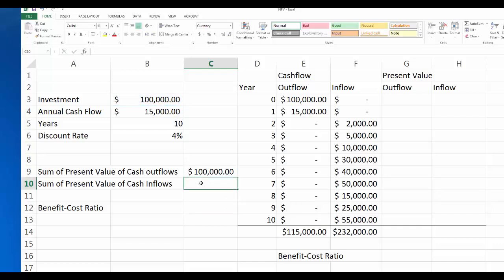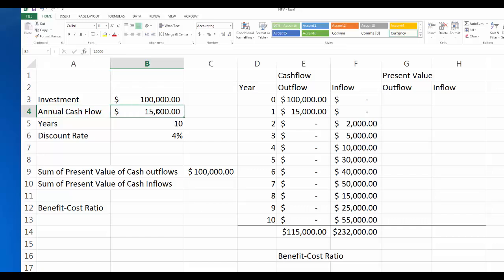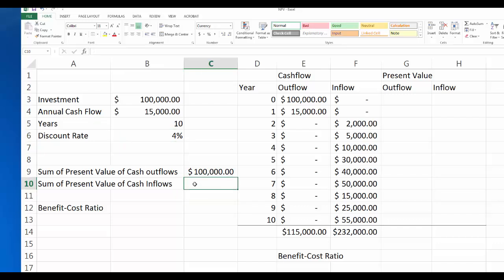Now we need to find the sum of the present value of your cash inflows. In our first example, we have a $15,000 payment coming from your investment every year for 10 years at a discount rate or a cost of capital of 4%. I hope that you will recognize that this is an annuity, and the sum of the present value of these cash flows is just the present value of this annuity.